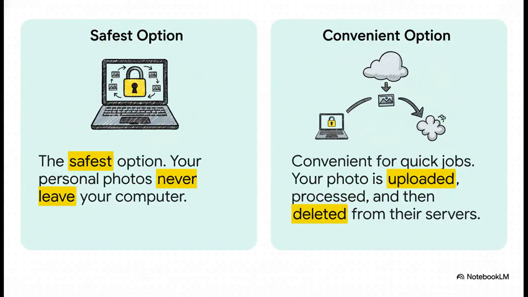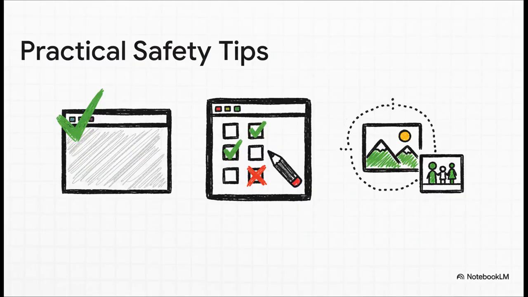And this right here illustrates the single most important choice you can make for your privacy. See, if you use the desktop app, all the AI processing happens right there on your own machine. Your sensitive family photos never get uploaded to the internet. They never leave your computer, period. Now, if you use the web tool, you do have to upload your photo to their server. And while they say it's deleted right after, the local option on your desktop is without a doubt the most secure way to go.